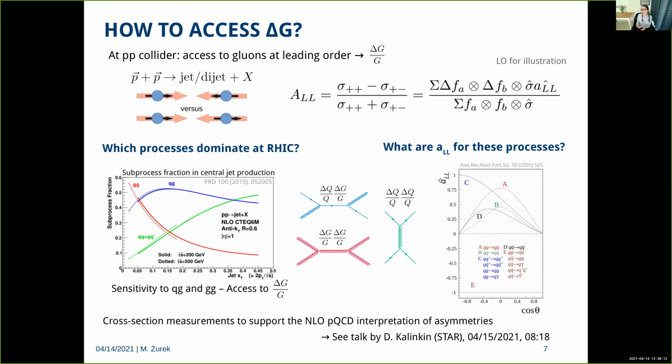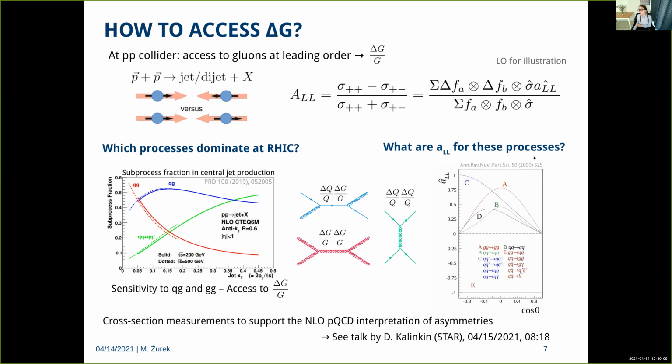So how can we actually get access to the gluon helicity distribution from proton-proton collisions? At a proton-proton collider, we have leading order access to gluons, for example, through measurements of jets or dijets. When you look at the different sub-processes which we are probing in central jet production at RHIC, we have sensitivity to quark-gluon and gluon-gluon interactions, which give us access to delta G in the polarized measurement. So we measured the longitudinal double spin asymmetries of inclusive jets and dijets, which describe the difference in the cross-section for the 2 different orientations of the colliding beam helicities, namely anti-parallel and parallel, normalized to the total cross-section.